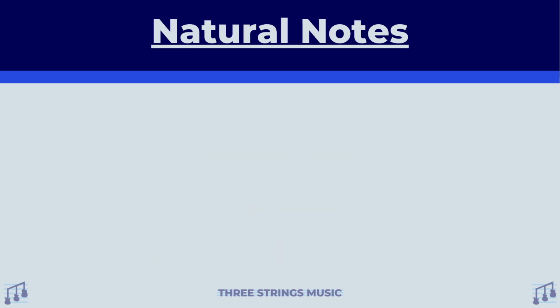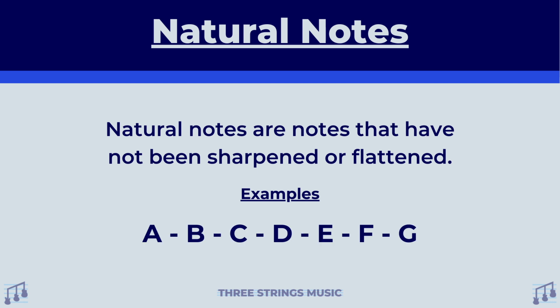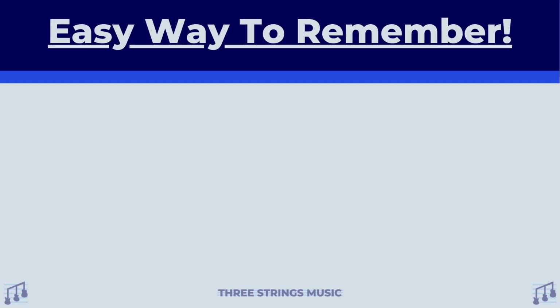So like I said earlier, in terms of pitch, there are 3 different types of notes: naturals, sharps, and flats. Natural notes are probably the easiest to understand. They are notes that have not been sharpened or flattened, thus being natural. Examples of this are probably the most standard notes that anyone thinks of: A, B, C, D, E, F, and G.